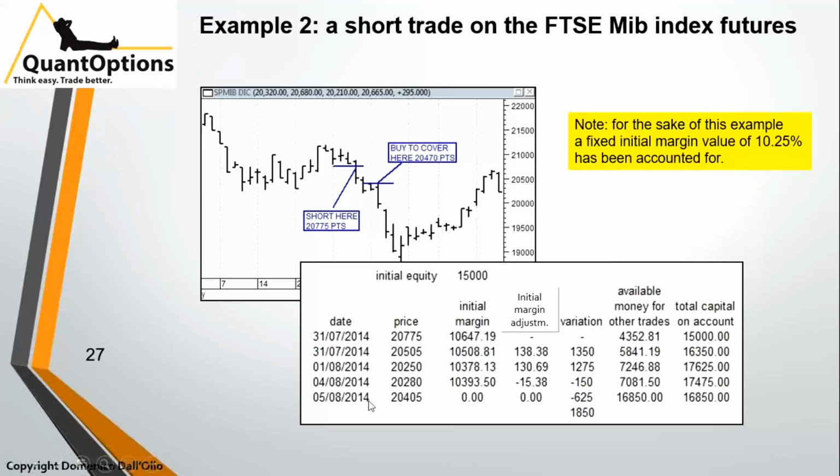On August the 5th, the position is closed for 20,405, the maximum of the previous day. If it breaks up, let's get out. Unfortunately, this was a mistake, but I couldn't know at that moment. Anyway, no initial margin, no initial margin adjustment, one last variation margin. I lost 125 points with respect to the previous day's close, so a variation margin of minus 625 euros, and the algebraic sum of all these variation margins is 1,850 of gain.